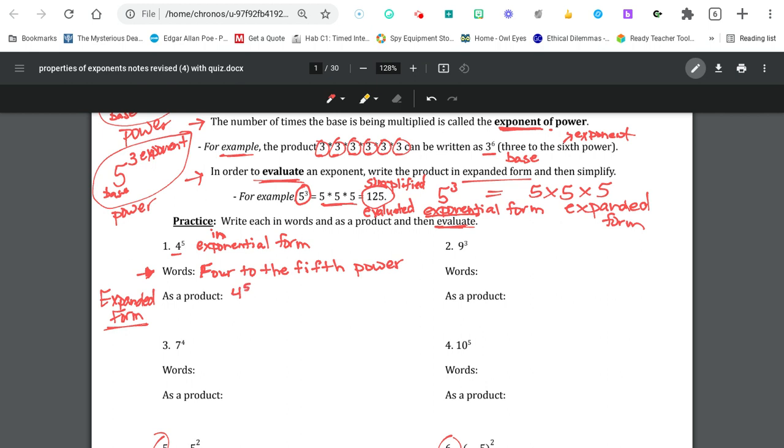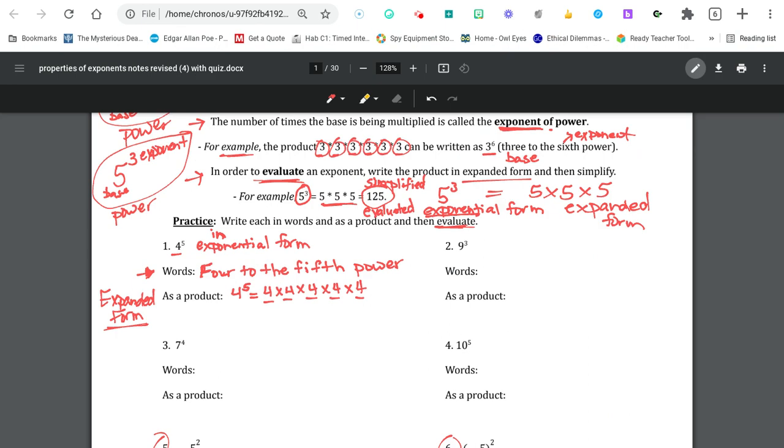4 to the 5th power simply equals 4 times 4 times 4 times 4 times 4. 1, 2, 3, 4, 5. That's what you call expanded form or writing it out as a product. Sorry, guys. Product means you just write it out as a multiplication problem, okay?